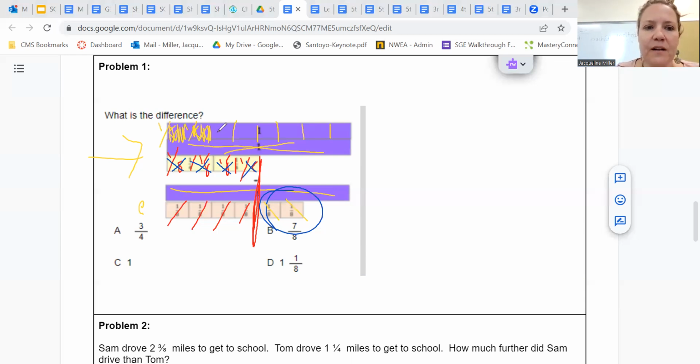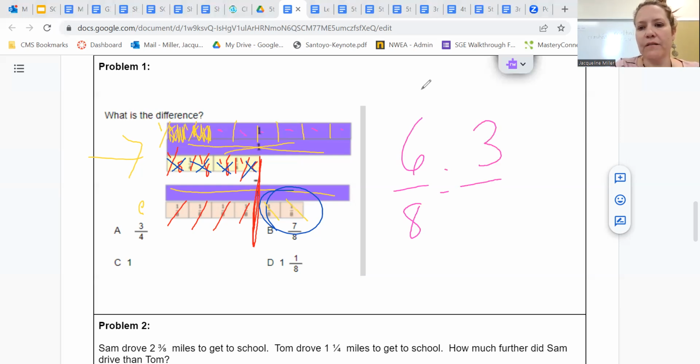And that leaves me with 1, 2, 3, 4, 5, 6. I don't have any wholes left. So my answer is 6/8, but then I know that I can reduce this to 3/4. There's my answer. Okay, I hope that this helps you.